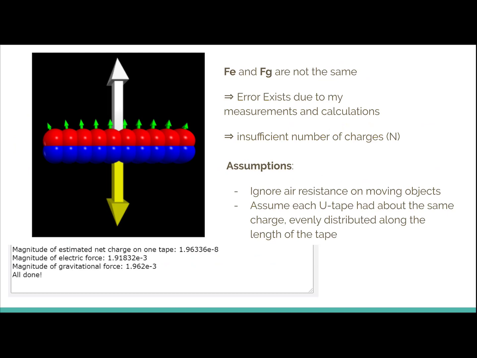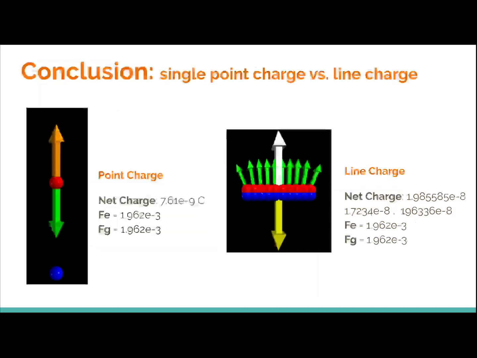I believe this is because small errors can exist in my experimental measurements and in calculations. It could also be due to an insufficient number of divisions, since the outcome of setting n equal to 100 was closer to the outcome of the calculation than when I set n equal to 10. In both methods, I had to make some assumptions for the calculations, which are ignoring air resistance and assuming that each U-tape had the same amount of charge evenly distributed.